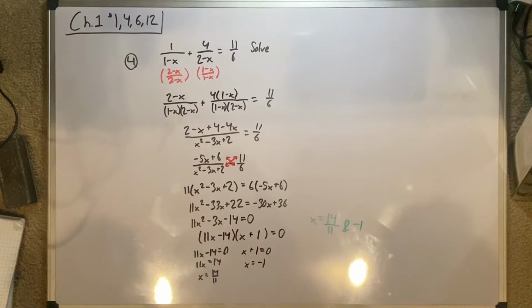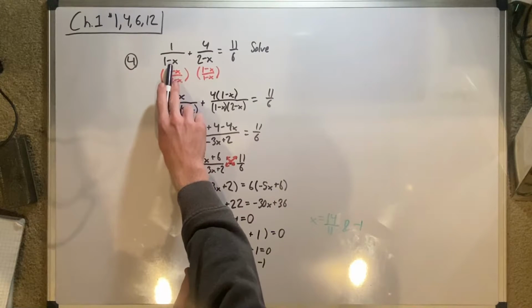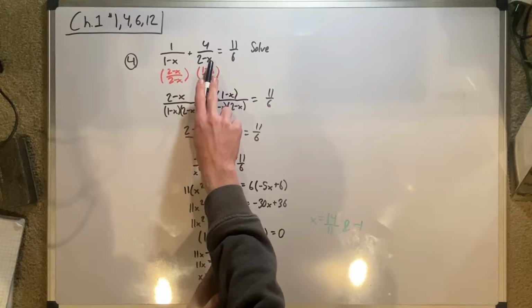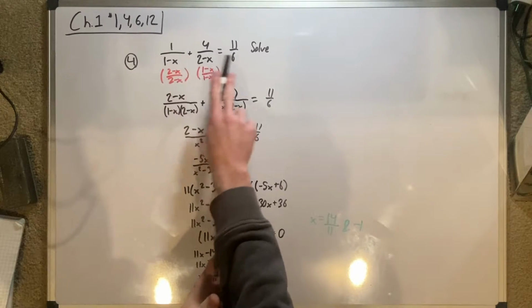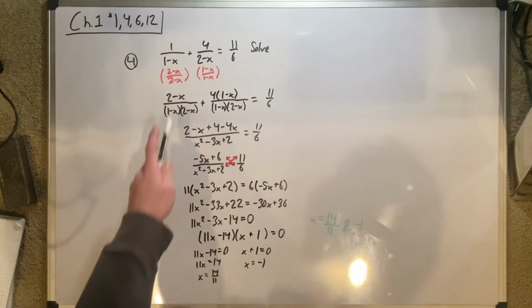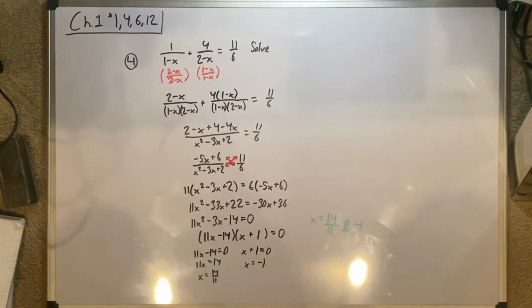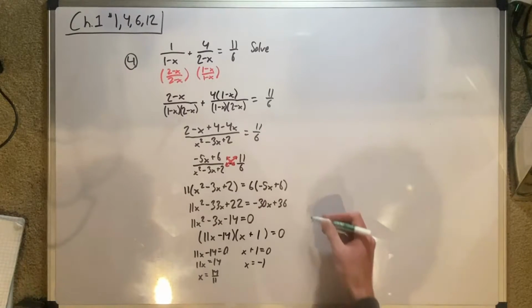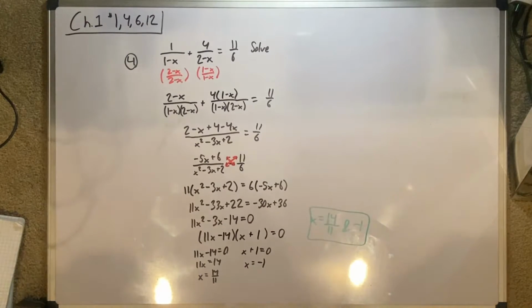But first, let's see if any of these cancel domain-wise. So 1 minus negative 1 is 2. 2 minus negative 1 is 3. That one works out. 14 minus 11 isn't 1 or 2, so it all works out again. So our actual answer is this.